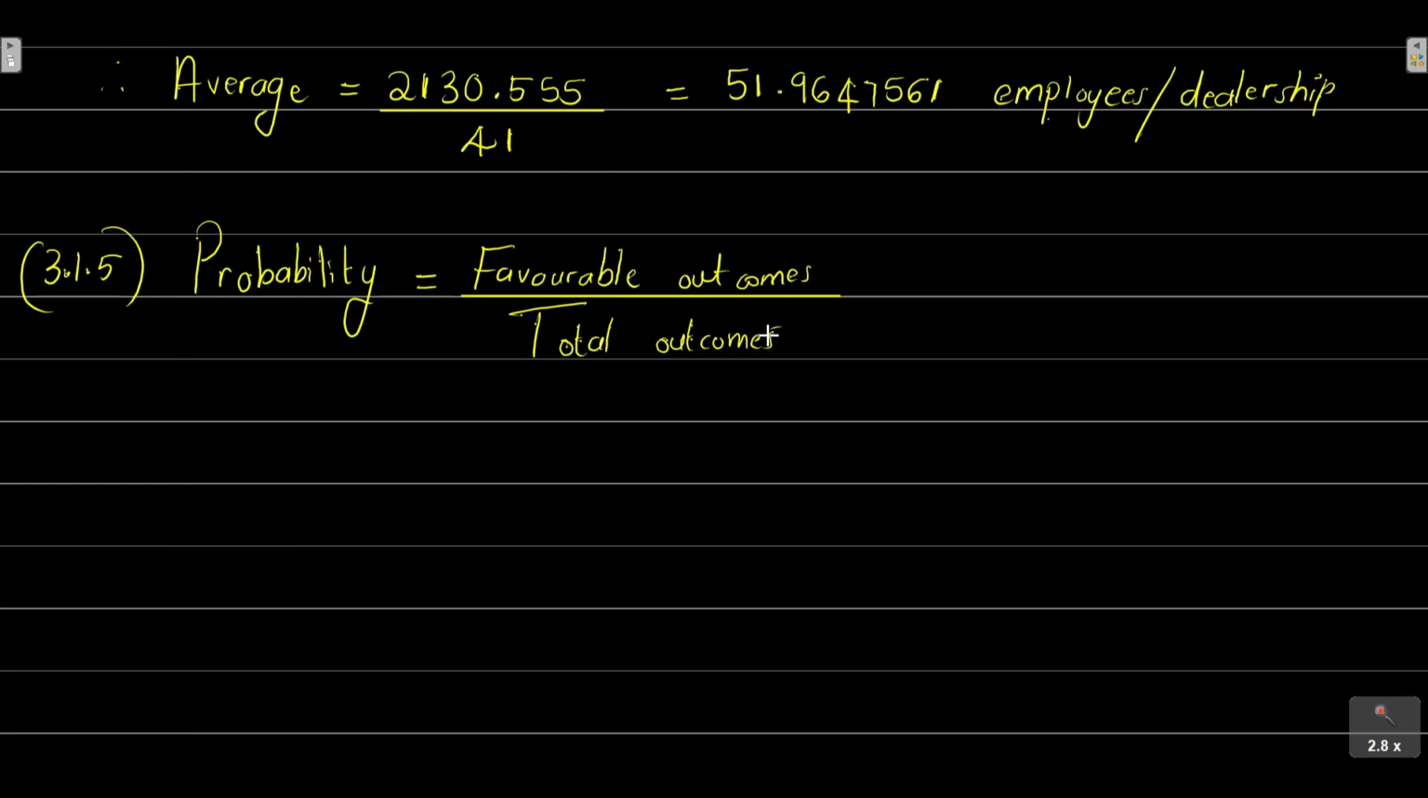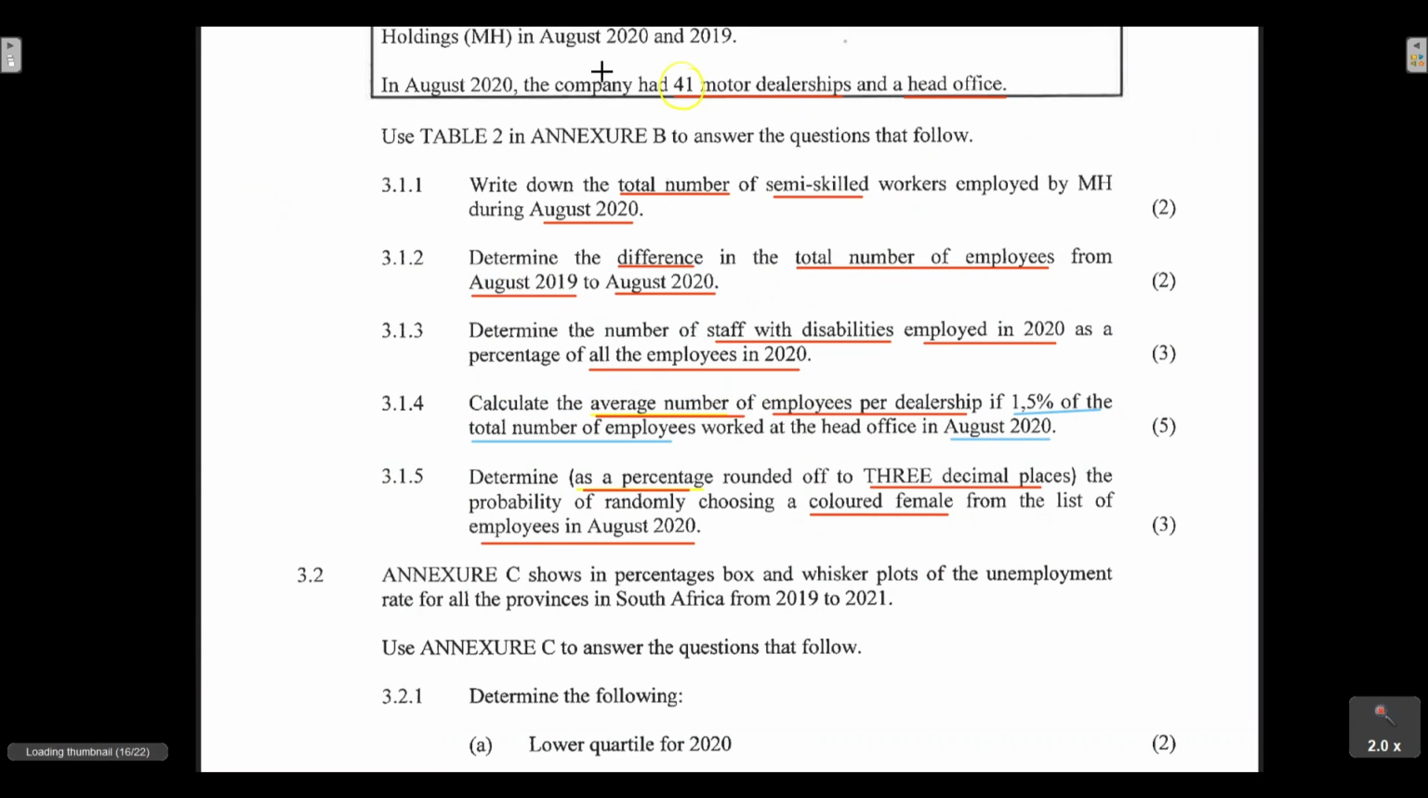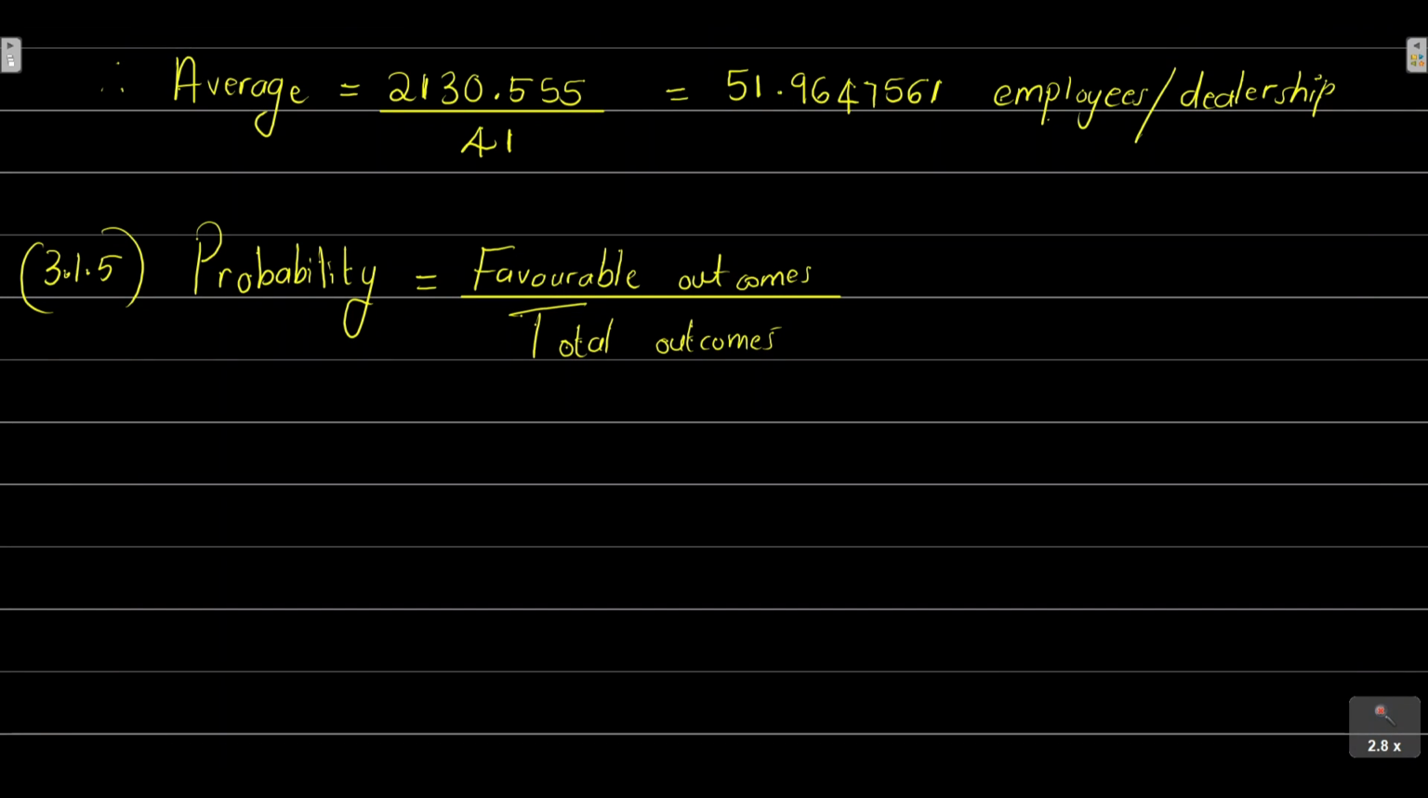So what are the favorable outcomes in this context? What are the outcomes that we want? The question tells you to determine the probability of choosing a colored female from the list of employees in August 2020. So our favorable outcomes is choosing the colored female in August 2020. And what are the total outcomes? The total outcomes is how many total employees we had in August 2020.